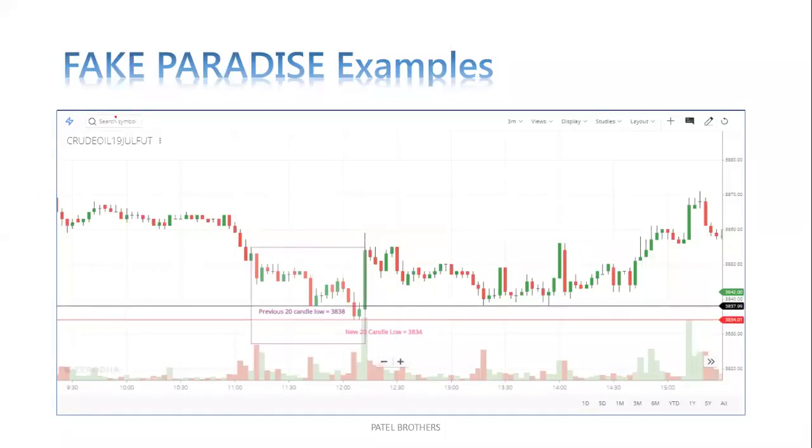Within a single candle, at the risk of 4 to 5 points, you are getting 20 points within the same 3-minute candle. So that is an amazing return, boss.